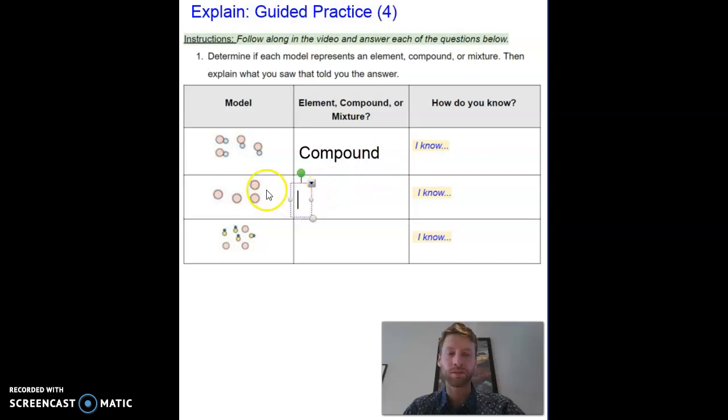The second one, take a moment and answer. We have four red circles, and they're not attached to each other. This one is an element. Well, how do we know? Well, we knew that elements are made up of only one type of atom. We only have one type of atom, red circles. There's nothing else mixed in, so it must be an element. Once again, take a moment and type in your how do you know sentence. Pause if you need some extra time.